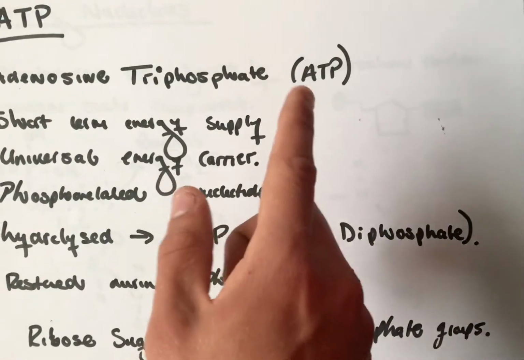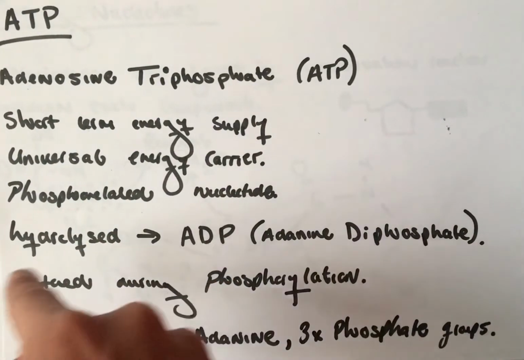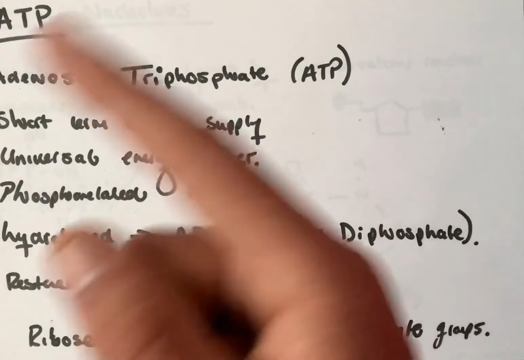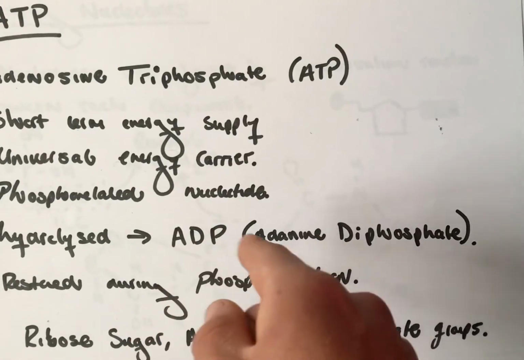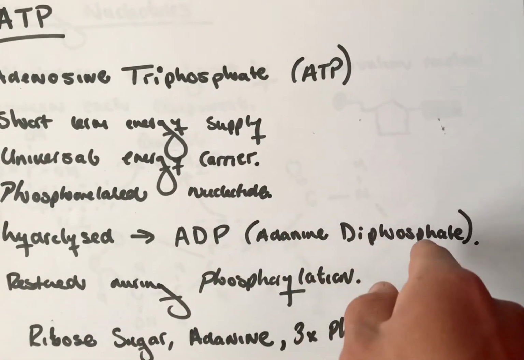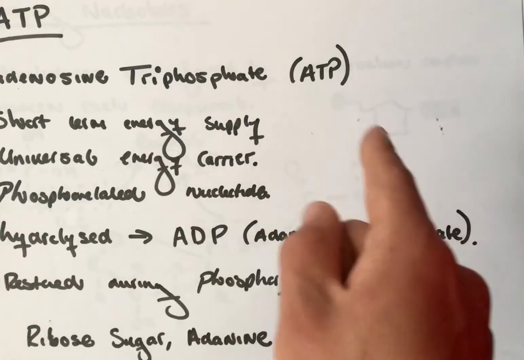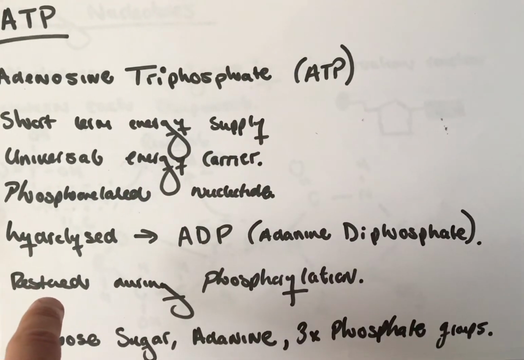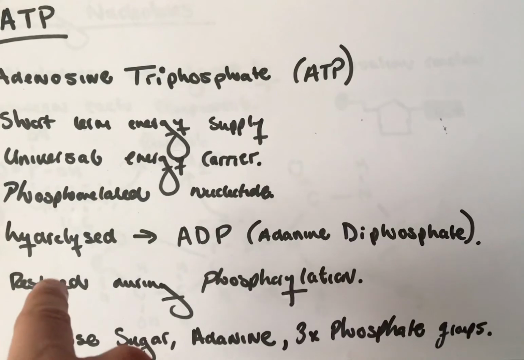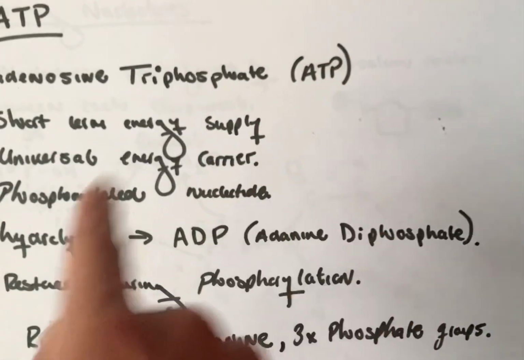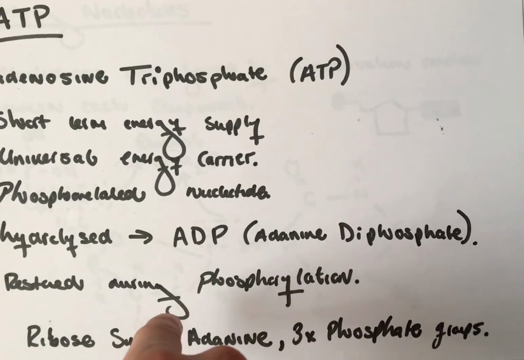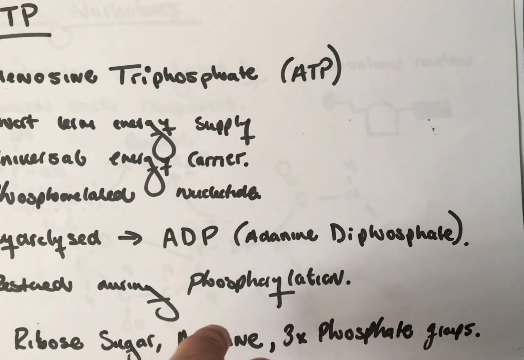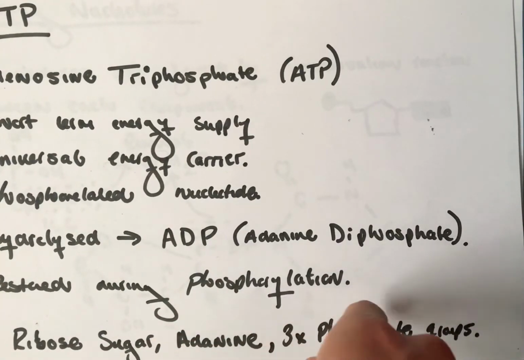So ATP is an energy source and it releases energy when it's hydrolyzed to form ADP or adenosine diphosphate, and it can be further hydrolyzed to form AMP, adenosine monophosphate. So just two phosphates for diphosphate, and monophosphate signifies one phosphate group attached to adenine. So what can happen is the ADP or the AMP can be restored to ATP during a process of phosphorylation. So, as just said, ATP consists of a ribose sugar, an adenine base, and three phosphate groups.